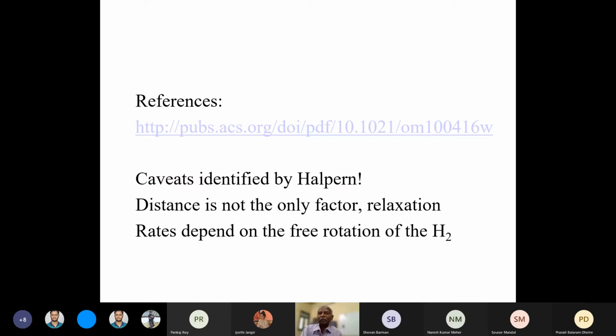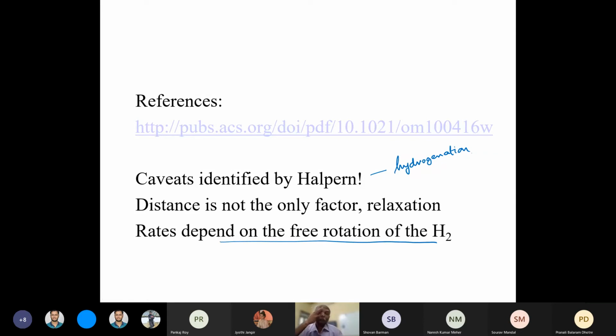There are some caveats identified by Halpern. Halpern is Jack Halpern, the famous person who studied hydrogenation. He studied a lot of hydrogen complexes and hydrogenation reactions. So this paper that I have referred to here is in fact a paper which talks about the dihydrogen complexes and the utility of relaxation rate measurements in finding out the nature of these complexes.